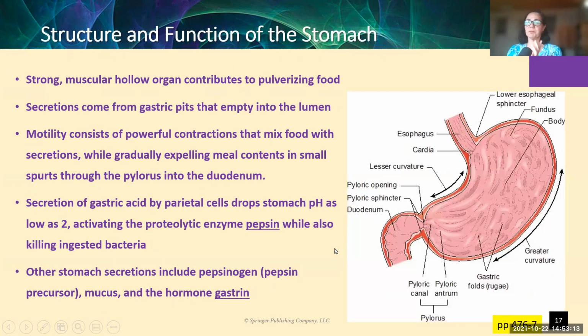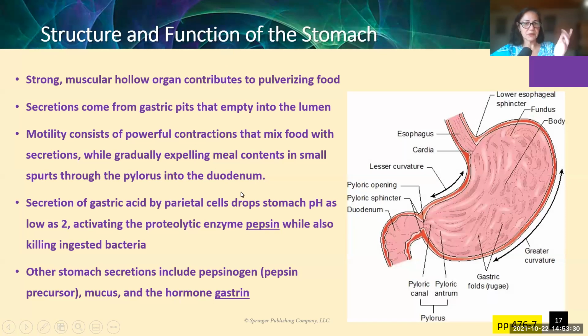All right, continuing with problems, let's move on down a little bit lower. We're in the stomach now. It's this strong, hollow, muscular organ. Its job is to mash things up. Secretions come from these gastric pits. We'll see those in more detail in a moment.